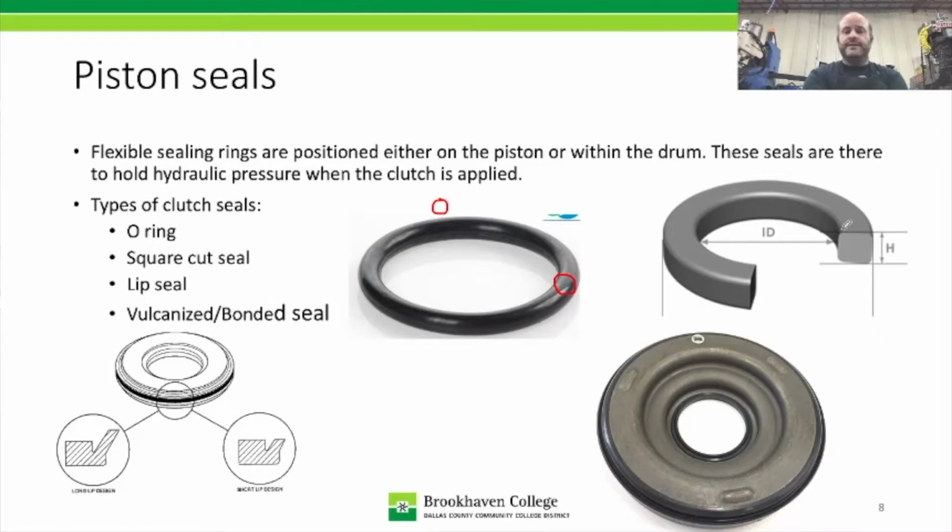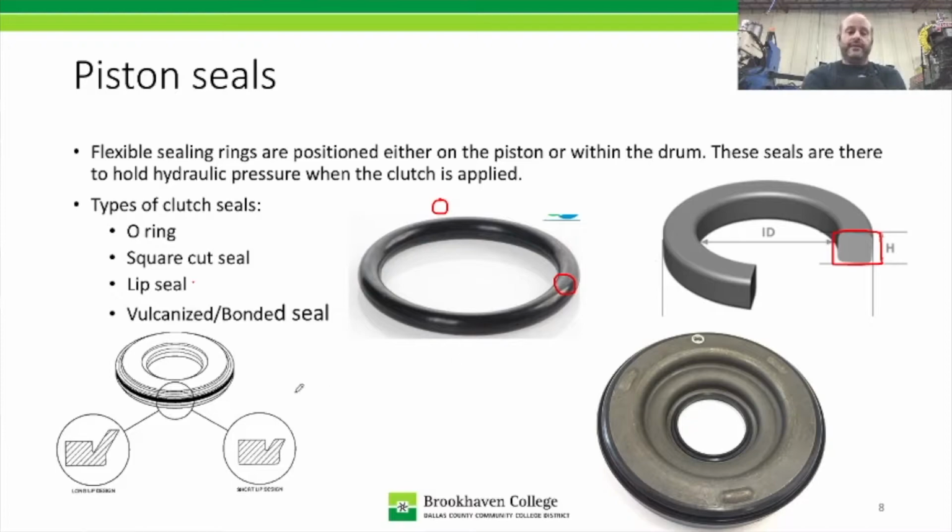The next style is the square cut seal. You see they've cut this seal, and it has pretty much a square cross section face on it. Then we get down to the lip seal. Now, before we move to the lip seal, let's talk about these two. These two are non-directional because their shapes are symmetric. So an O-ring and a square cut seal, there's no top or bottom to them. You can install it one way or flip it over and it works exactly the same.